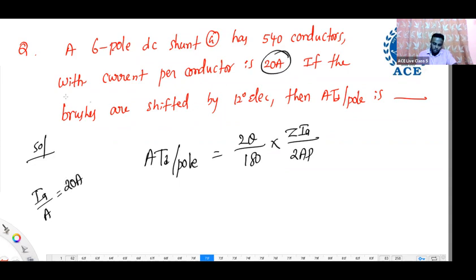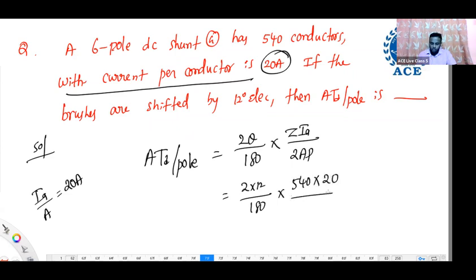What did I give? Current per conductor. Current per conductor or current in each parallel path, both are the same. That is IA by A, directly given as 20. So 2 into 12 by 180 into Z is 540. IA by A value itself 20 divided by 2 into poles, that is 6. What is the answer?